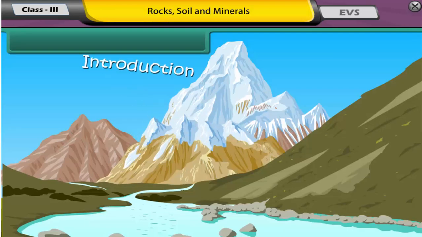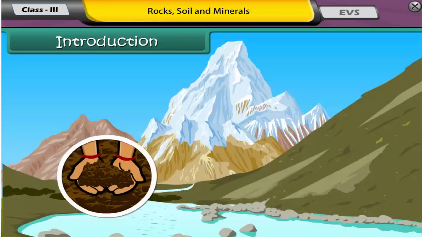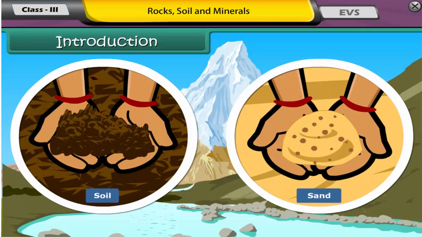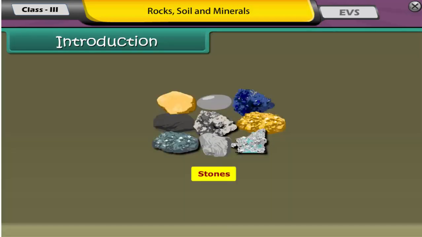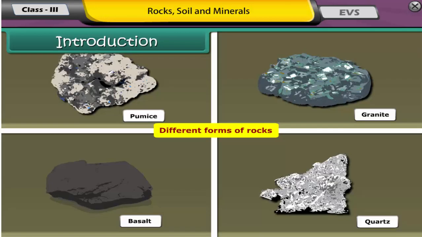Introduction. Hi friends, you must have seen the mountains, soil in the yard, and sand on the road. You also must have collected some stones. Do you know what they are made up of? They are different forms of rocks. Let us discuss different kinds of rocks.